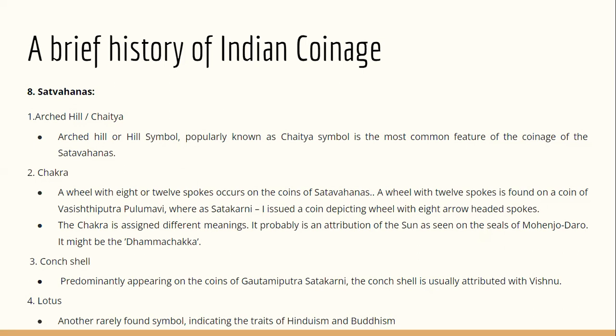Second, we find the chakra being depicted. So a wheel is there, either with 8 spokes or with 12 spokes. The 12-spoke wheel is found on the coin of Vaishishtiputra Pulayami, whereas on the coin of Satkarni, we see the wheel with 8 spokes. Now chakra ke alag alag meanings hai.